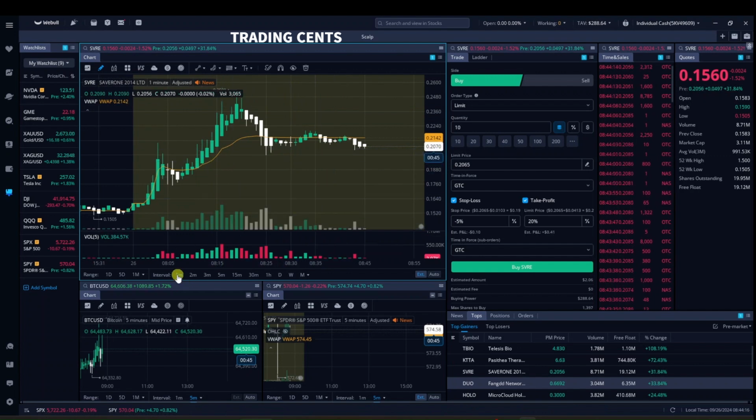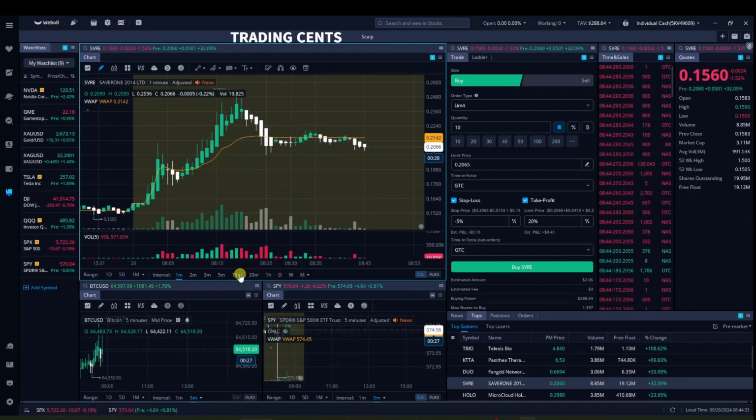I trade on a 1 minute time frame right here, always. I need to see these little ups and downs. I need to see as much movement out of a ticker as possible so I can gauge how it's moving and what it's trying to do.